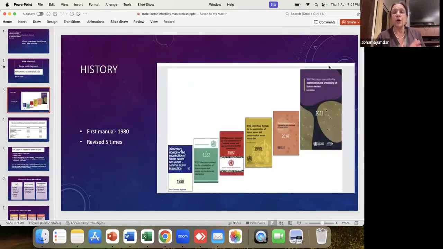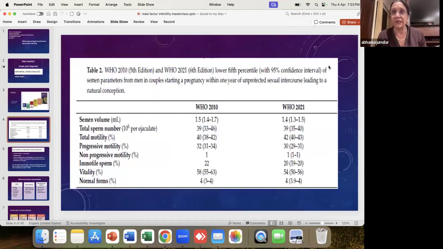If we take the history of how semen analysis was standardized, the first manual was published by WHO in 1980. It was revised 5 times, in 87, 92, 99, 2010, and now we have the 2021 manual. And from 2010 to 2021, there are hardly any differences. But yes, they have changed the reference population. They have taken Asians also into it. They have taken a few Africans. They are still less in number to represent the WHO 2021. But if you see, very small changes have happened.